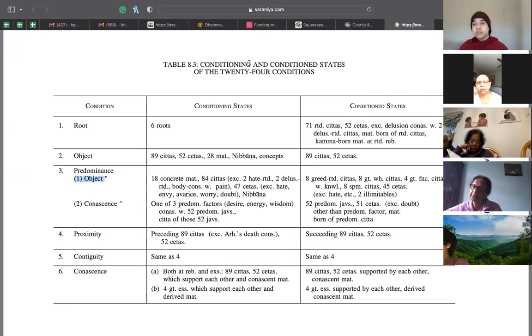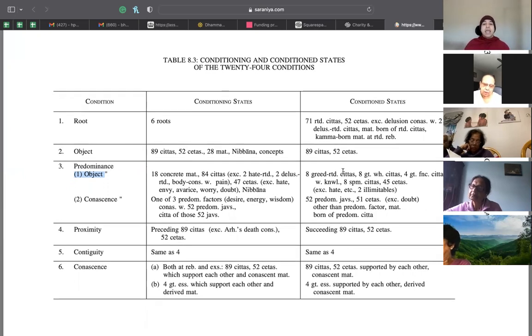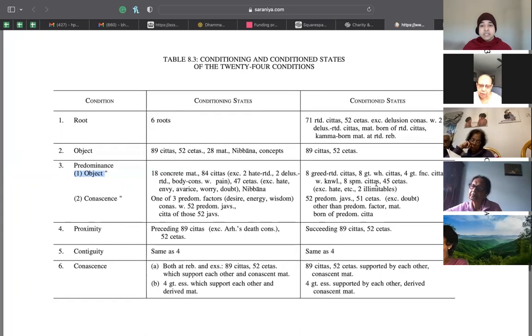Based on those phenomena, the conditioned states that arise are the 8 greed-rooted chittas, the 8 great wholesome chittas, the 4 great functional chittas with knowledge, the 8 supramundane chittas, and their respective 45 chetasikas, excluding the hate, that whole sector of hate, and also the 2 illimitables, because it is a state of being. Is that understood, everyone?